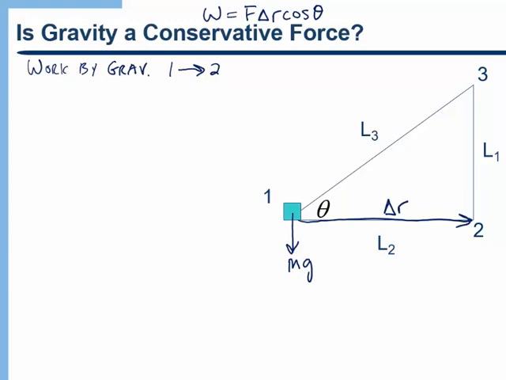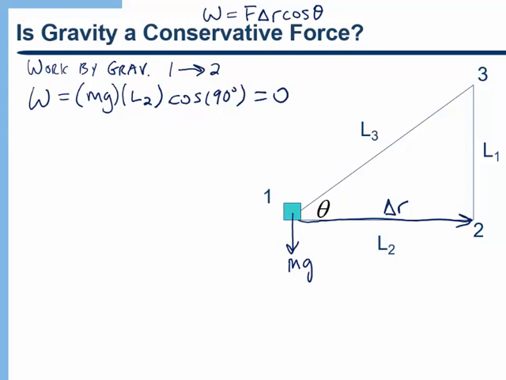So you'll notice that the work done by gravity in going from position 1 to position 2 is just the magnitude of the force times the magnitude of the displacement, I'm just going to call that L2, times the cosine of 90 degrees. But what's the cosine of 90 degrees? 0. Now, by the way, that makes sense. The force of gravity does not give energy or take energy away when you move something horizontally.